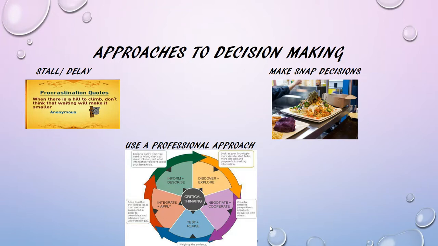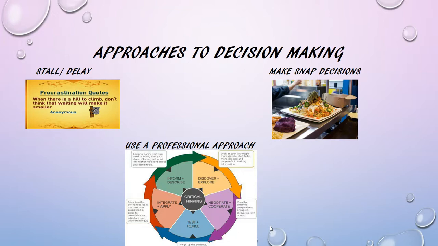Another one is snap decisions. With a snap decision, there's little or no thinking or logic being used. You're not really acknowledging the adverse effects that could possibly come from this approach. You don't think about the effect on others or the effect on yourself. A snap decision could look really good, but end up being too much for you to handle or very messy.